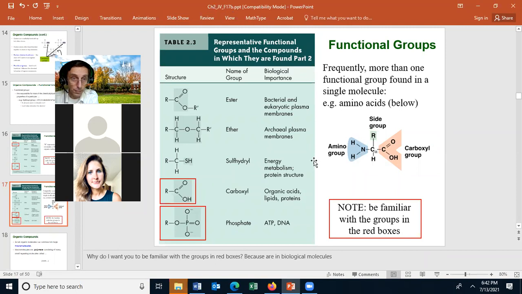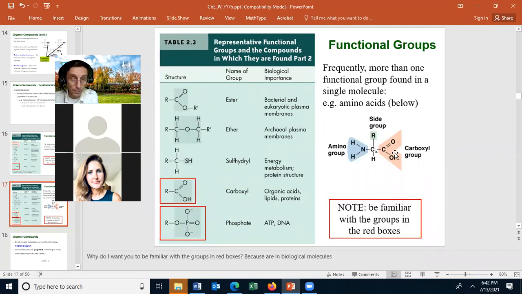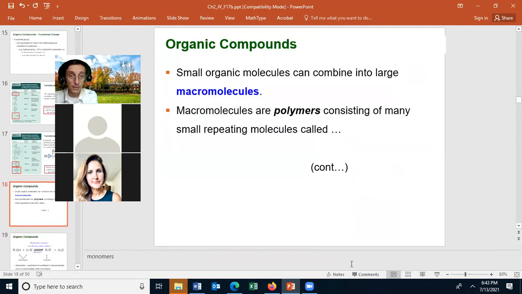For example, amino acids have an amino group, shown here, and they have a carboxyl group on each amino acid. So this being a structure of an amino acid, and the R group can vary for what it is. But all amino acids have an amino group and a carboxyl group. Any question about any of that? And so know the functional groups in the red boxes because they're the important groups of the biological molecules.